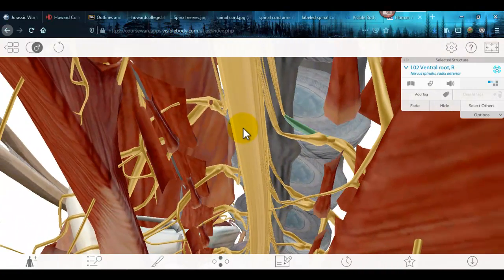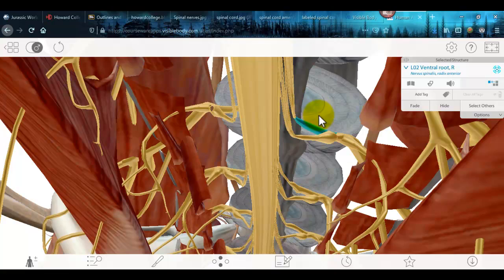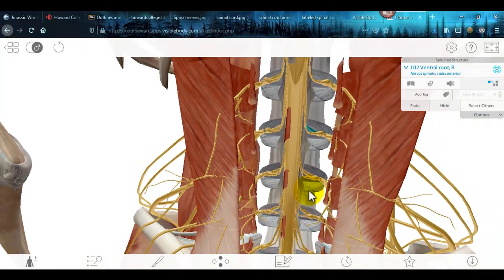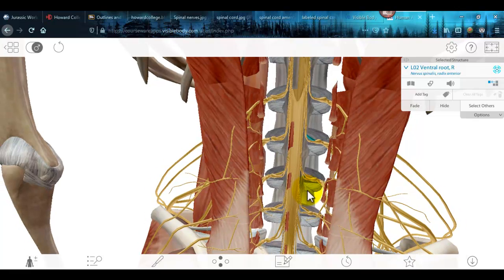Okay, so that'd be in the front. So here's the body of the vertebrae, and I'm actually coming in through the back. So that's everything with the spinal cord.